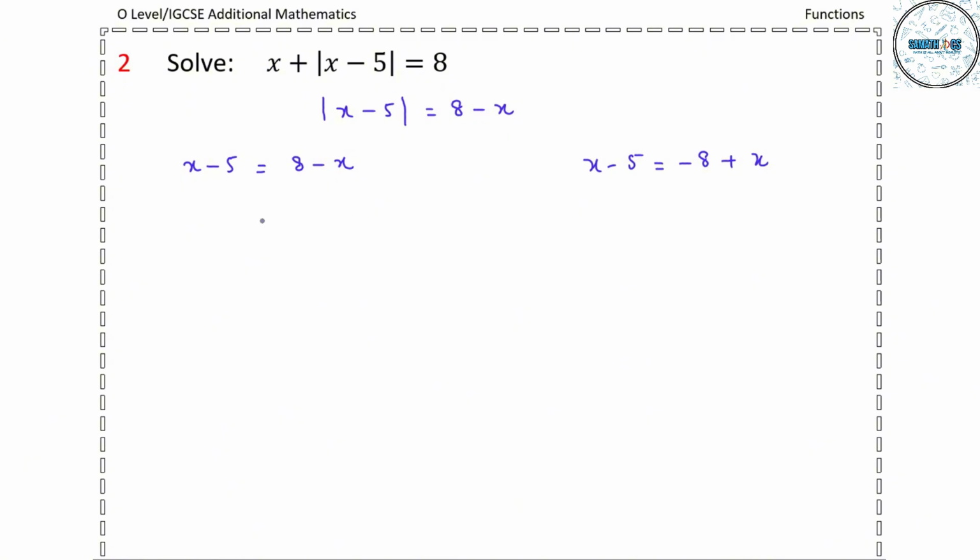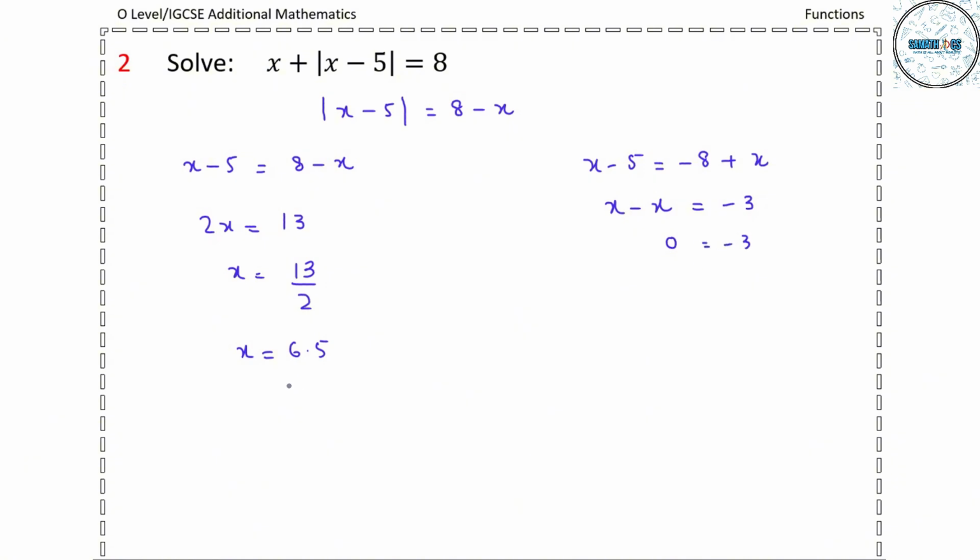Once we write with the same signs, another time we will change the sign of both the terms. So we will take this x to this side, so it will become 2x. 8 plus 5 will become 13. So x is equal to 13 upon 2, which is equal to 6.5. When we take x here, it will become x minus x, and minus 8 plus 5 will become minus 3. We cannot solve it further because x minus x will become 0, which is not equal to minus 3.